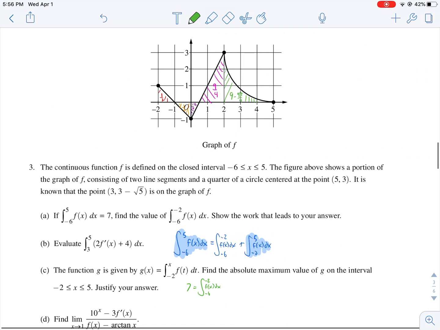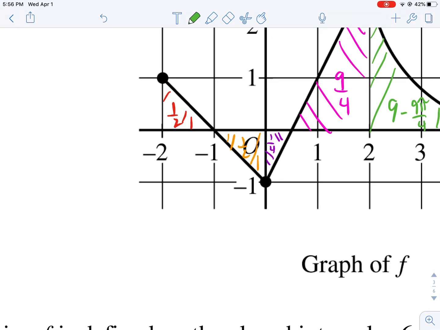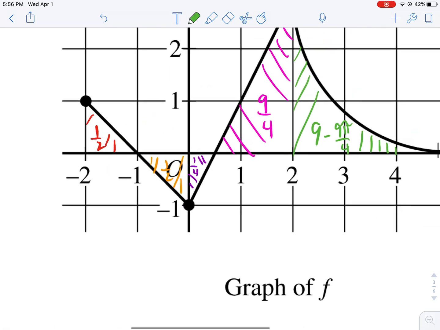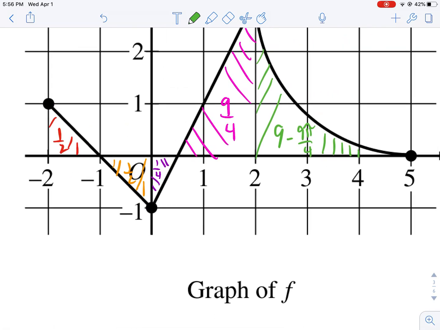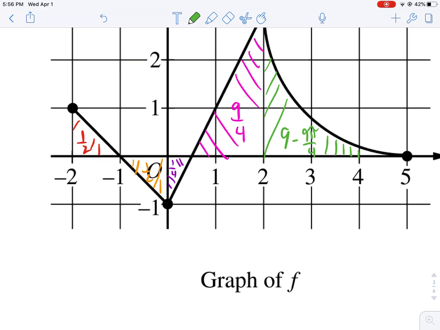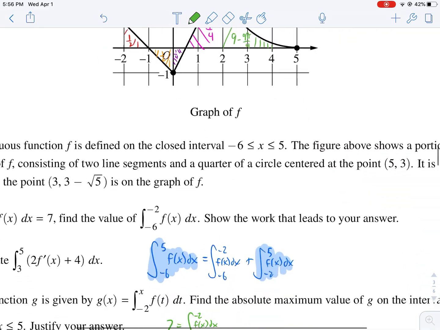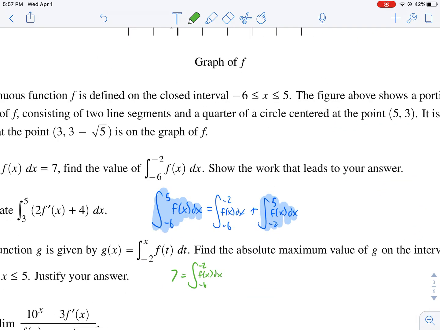I don't have that answer right now. So from -2 to 5, we have to do this area plus this area, which will be 0. And then this area plus this area, which will be 2. And then plus 9 minus 9 pi over 4, the green area. So that's 11. 11 minus 9 pi over 4.